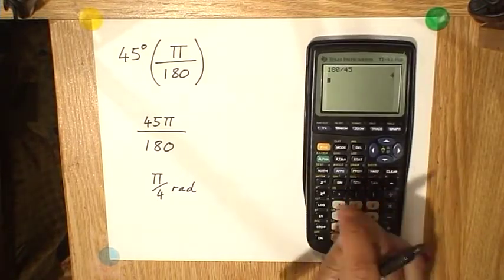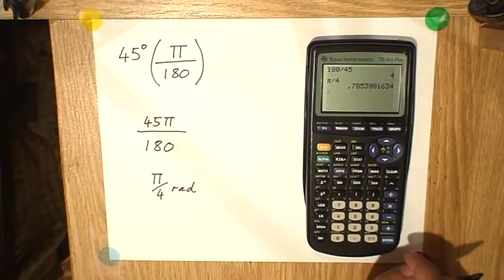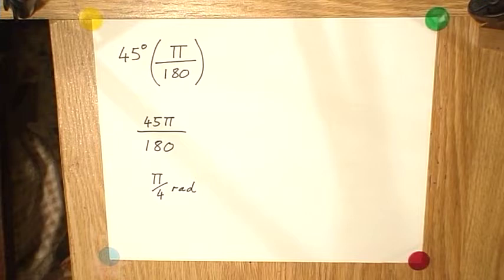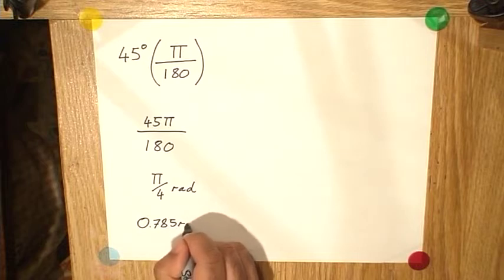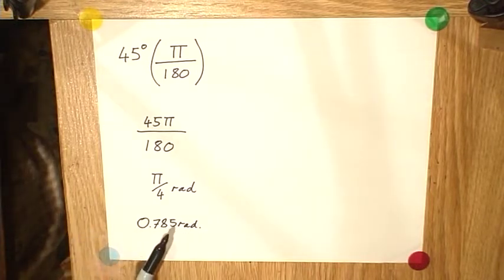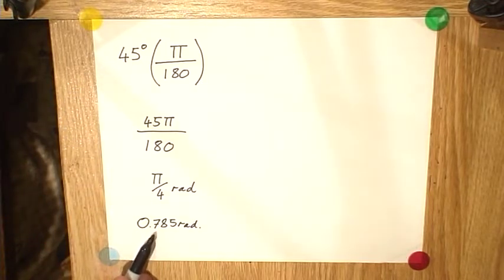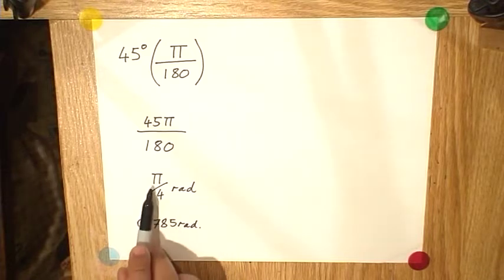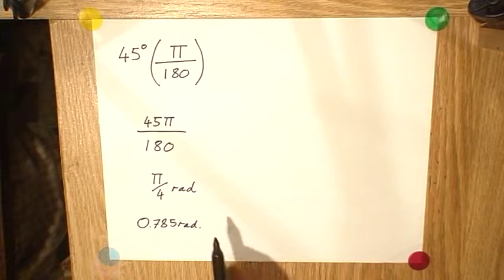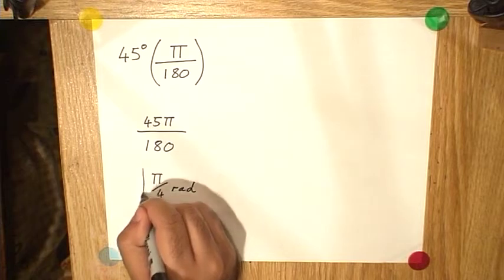And how much is pi over 4? It is 0.785 radians. So what we have now shown is that 45 degrees is the same thing as 0.785 radians. Now, all that said, we usually don't express radians in terms of decimals like this. We usually express it in terms of a fraction relative to pi. So if somebody asks you, rather than saying 0.785 radians, we're more likely to say pi over 4 radians. So we could just stop here.